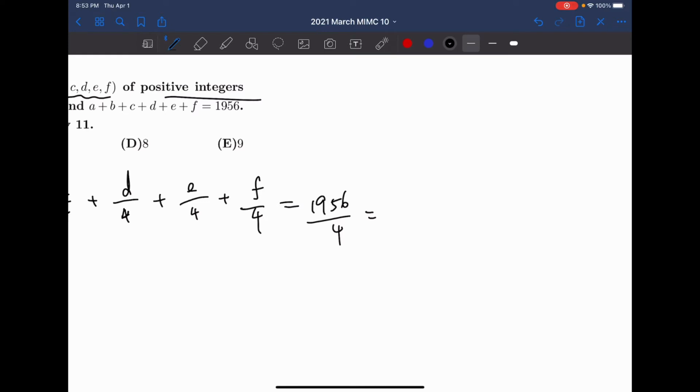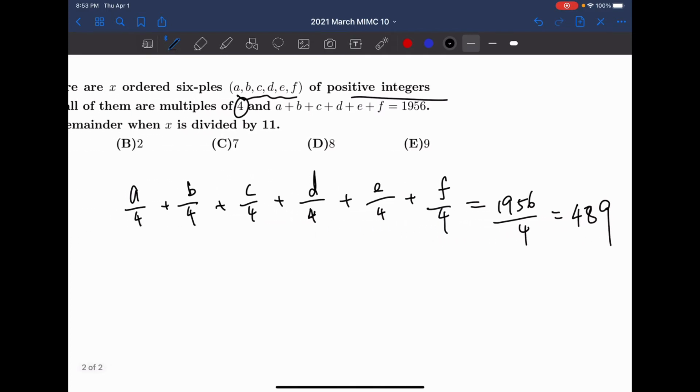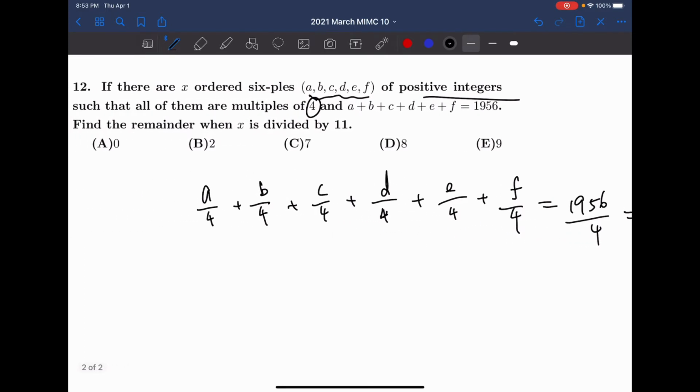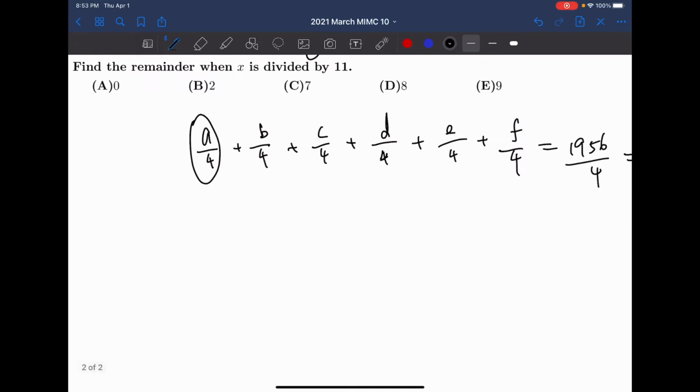Or we can calculate that out, because that must be a multiple of 4 unless the quantity is 0. So our answer would be 489. And using that one-to-one correspondence, we know that for every value of a over 4, we have a single unique value for a. So we can just find the number of 6-tuples like this: a over 4, b over 4, c over 4, all the way to f over 4.